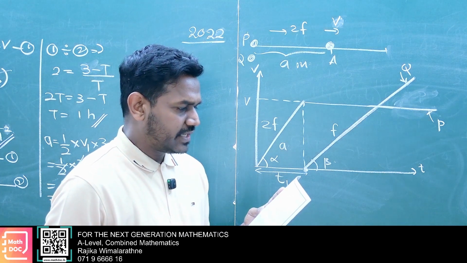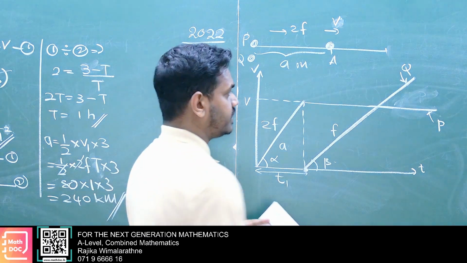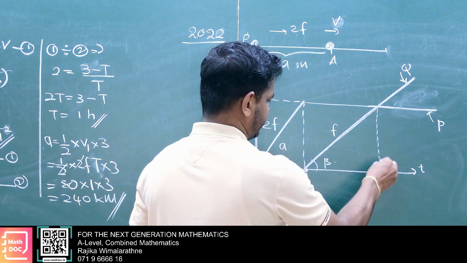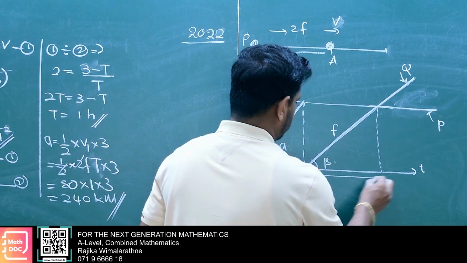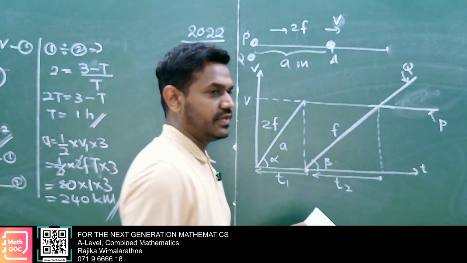Now show that the time taken by Q to the instant where the velocities of P and Q are equal, then here velocity equal position. Take time T2.